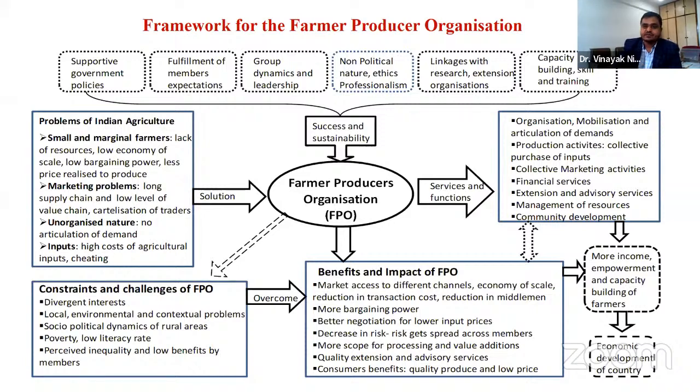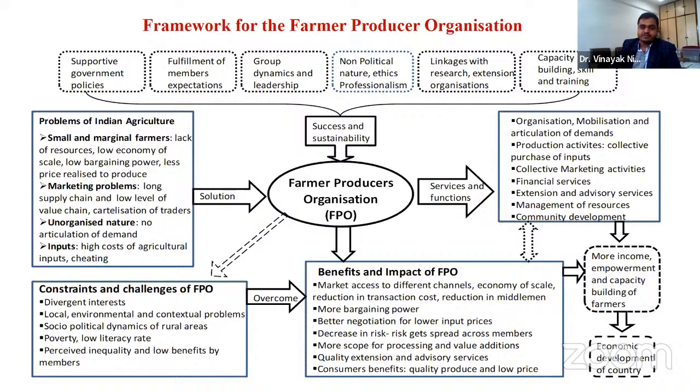And of course, linkage with other research, extension and private organizations is important. Capacity building, skill and training, that the government is also focusing on. So these 6 boxes highlighted above are very important for the success and sustenance of farmer producers organizations. We have five minutes left, I think. At the beginning of the lecture, I told you that we will give some flavor of what kind of research work is being carried out on farmer producers organizations.